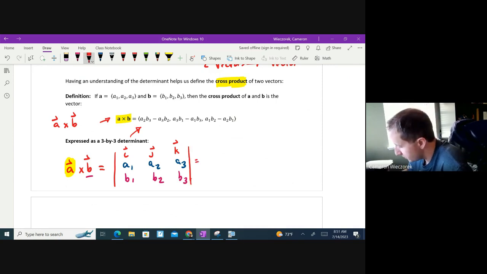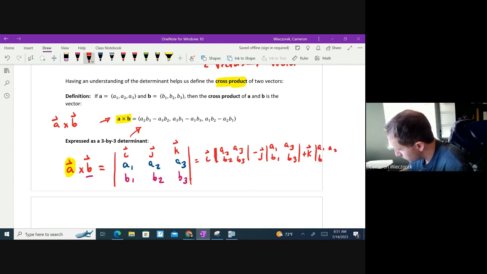So if I use the first entry, I have i times, crossing off first row, first column, I would be left with the determinant of this little 2 by 2, A2, A3, B2, B3. Now I switch, minus j times, cross off first row, second column, I'm left with the determinant of A1, A3, B1, B3. And then last but not least, plus k times the determinant of A1, A2, B1, B2. So I crossed off first row, third column.